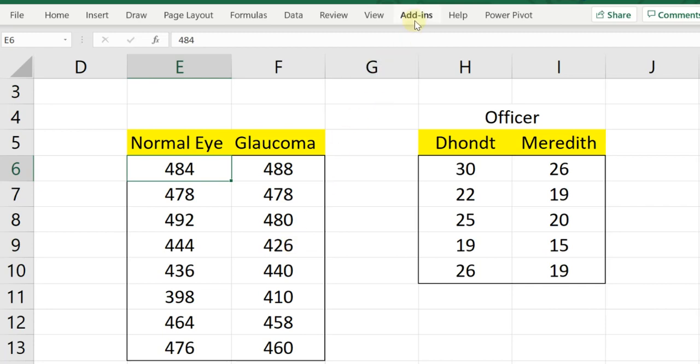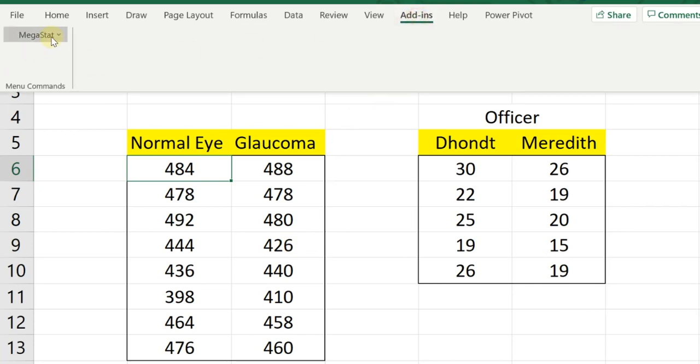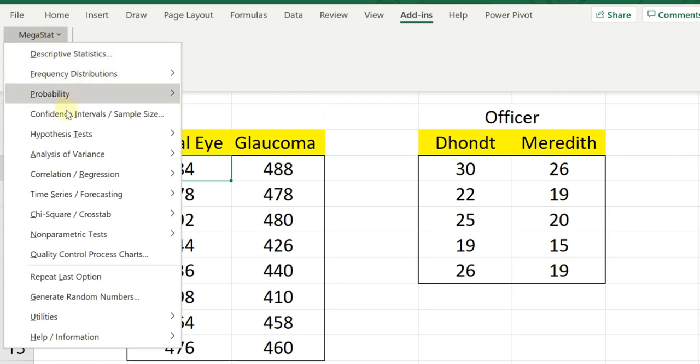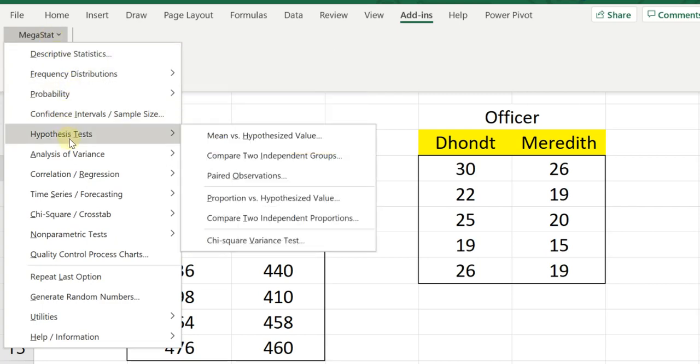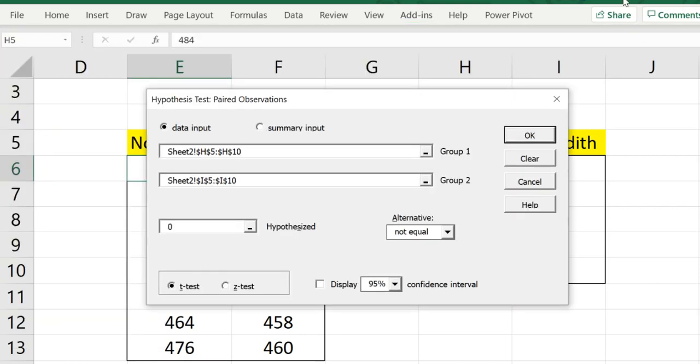So to do a paired t-test, you go to add-ins, make a stat, and we're going to go to hypothesis test and look at this entry. You see that? Paired observations. We're going to click on that. And this is what pops up.